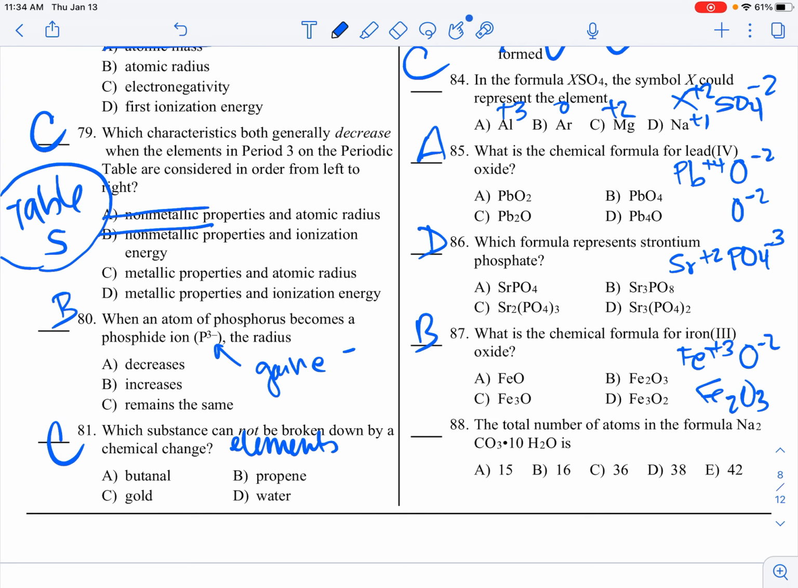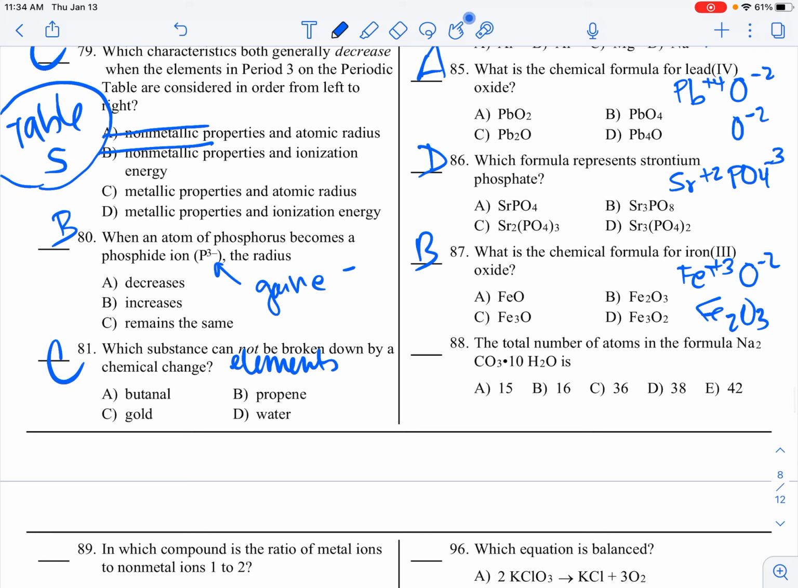Choice B. The total number of atoms in the formula is, okay, so Na2, so that's 2, plus 1 from carbon, plus 3 from oxygen, plus 20 from hydrogen, and 10 from oxygen, because I distributed the 10. So 2 plus 1 plus 3 plus 20 plus 10 is 36.